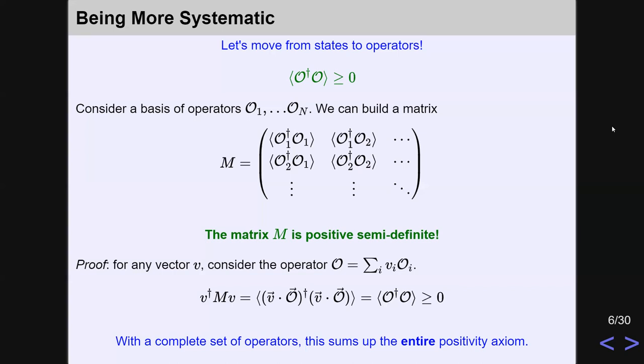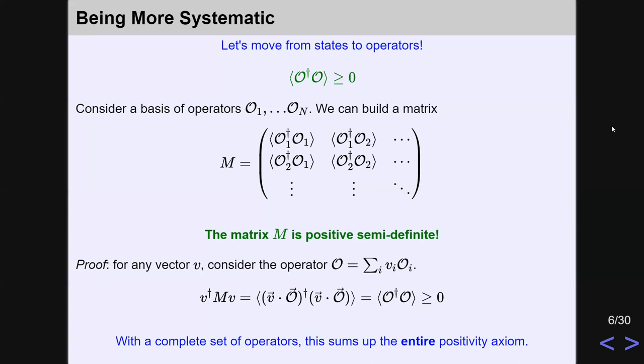What I mean by that, there are multiple equivalent phrasings. One is that all the eigenvalues of M are non-negative. So it can have zero eigenvalues because there can be operators O that annihilate the vacuum, but it can't have any negative eigenvalues. Equivalently, for any vector V, if you look at V dagger MV, this has to be greater than or equal to zero. And the reason for that is that this is just the positivity bound when you take V dot O as your operator.